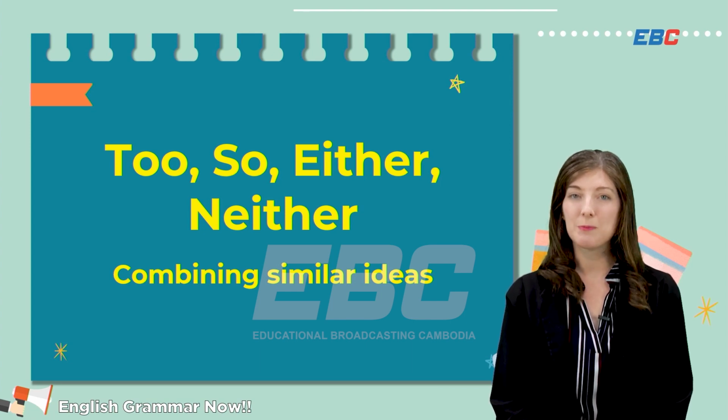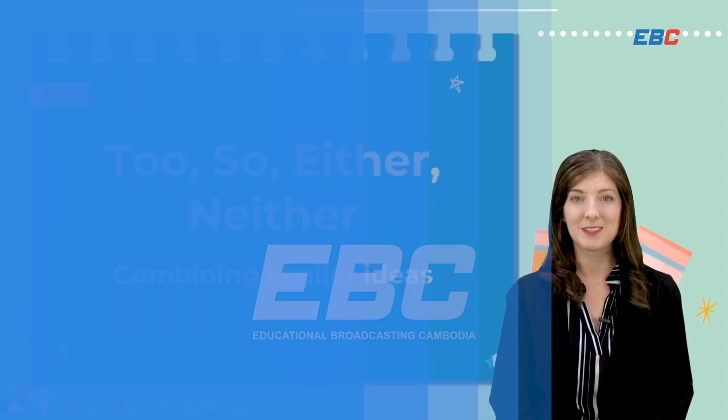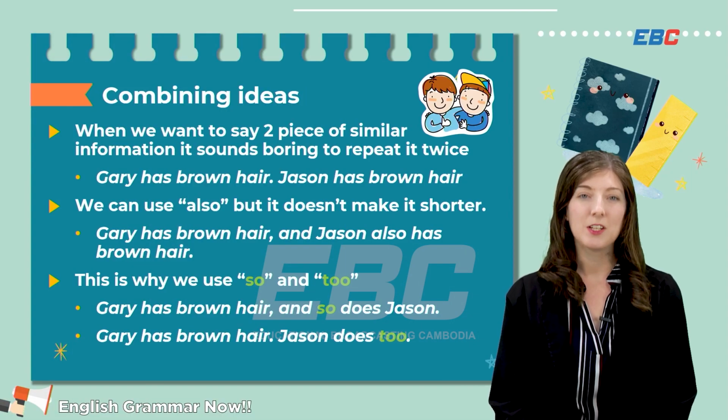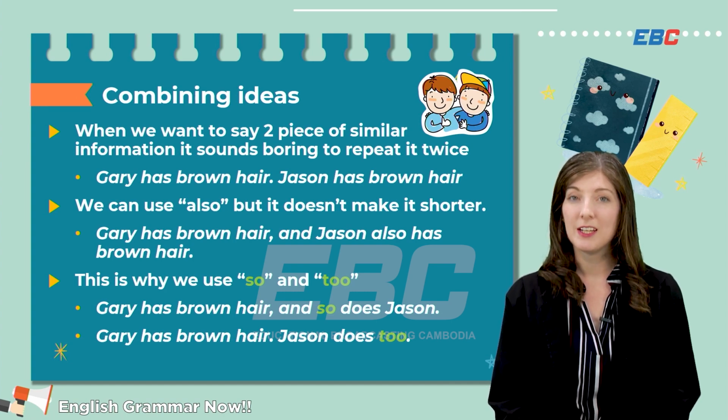Today, we're going to be talking about too, so, either, and neither. These are words that will help us to combine similar ideas. When we want to say two pieces of information that are very similar, it sounds a little boring to just say the same thing twice.